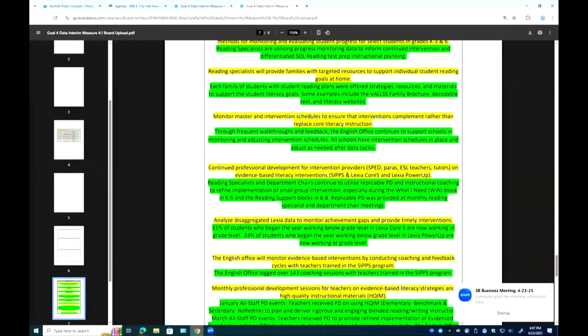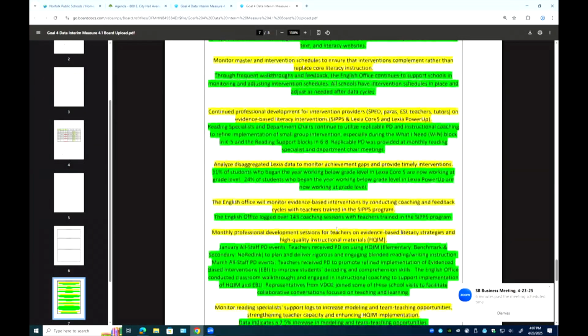The continued professional development: reading specialists and department chairs continue to utilize replicable PD and instructional coaching to refine implementation of small group intervention, especially during the What I Need, the WIN block, in K-5 and the reading support blocks in 6-8. Replicable PD was provided at monthly reading specialist and department chair meetings throughout this year.